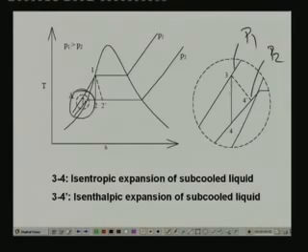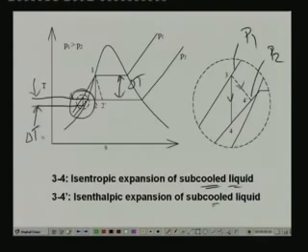Now the expansion process in a turbine of the liquid is given by 3 to 4, and the expansion process in a throttling device is given by 3 to 4 dash. Okay, so the dash line is for throttling, the solid line is for expansion in a turbine. So compared to this temperature drop, you can see that for the same pressure drop, the temperature drop obtained here is very small. Okay, for example, if I am talking about expansion in a turbine, this is the delta T in the liquid region. Okay, so you can see that this delta TL is much smaller than delta T in the two-phase region.